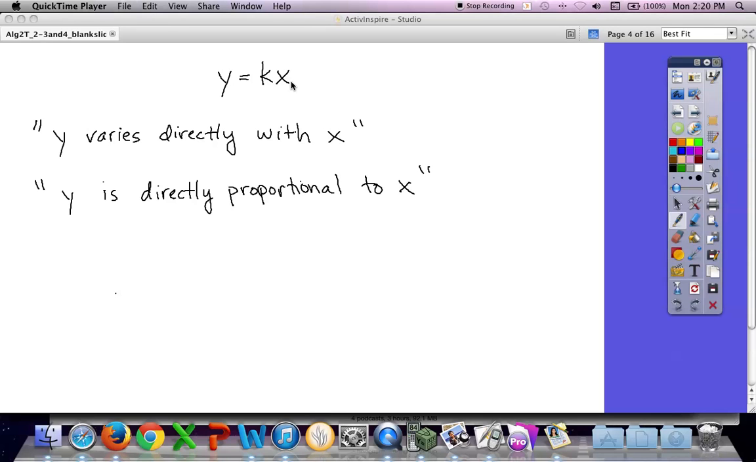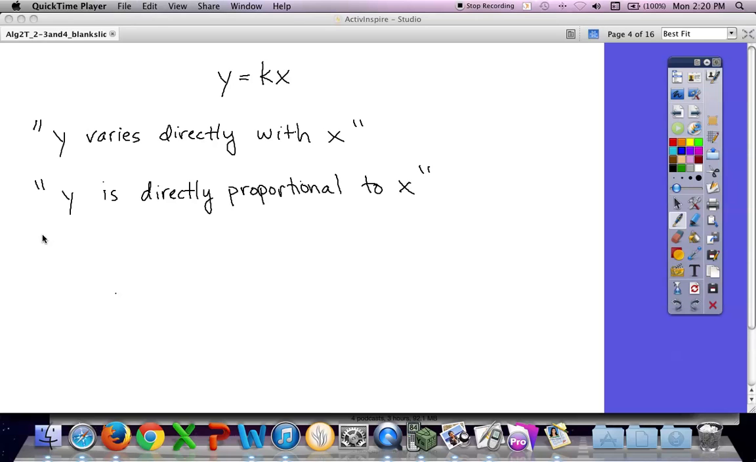If you get this kind of problem on an SAT, and you almost for sure will, it's not going to say varies directly. It's going to say it's proportional to or directly proportional to. So it's mostly the way our book words it to say it like that. Now, why does it say varies directly in any case?